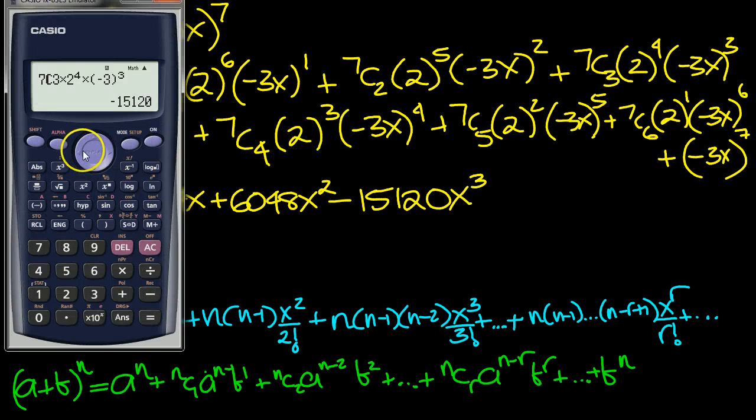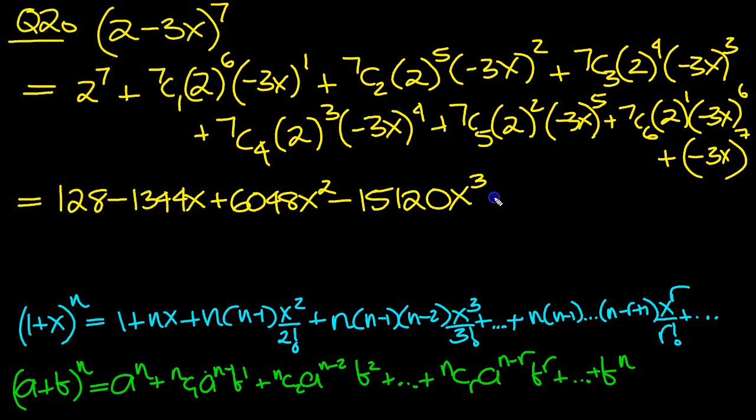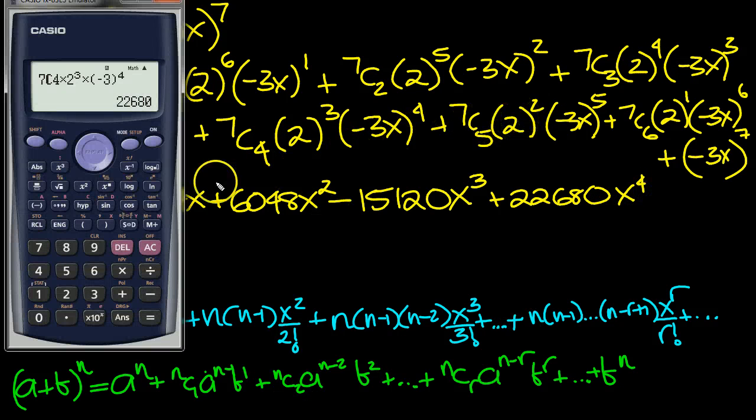Next one, the 7c4, so toggle back. The minus 3s are increasing to a 4. The powers of 2 are diminishing, so that goes down to a 3. And then we've got 7c4. 22680 plus 22680 for 7c4 times x to the 4. Now we do 7c5, which is here.